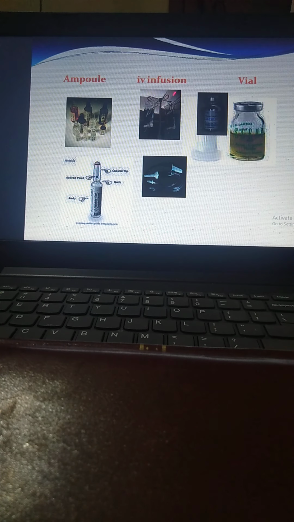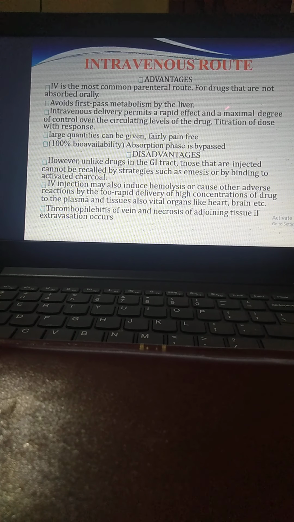So this is the ampule, this is the infusion, this is the vial, and this is the ampule. It should be cut like here, and then inserted into the syringe. Now the intravenous route, advantages. IV is the most common parenteral route. It is most common for drugs that are not absorbed orally. There is avoidance of first pass metabolism. Intravenous delivery permits a rapid effect and a maximal degree of control over the circulating levels of the drug.